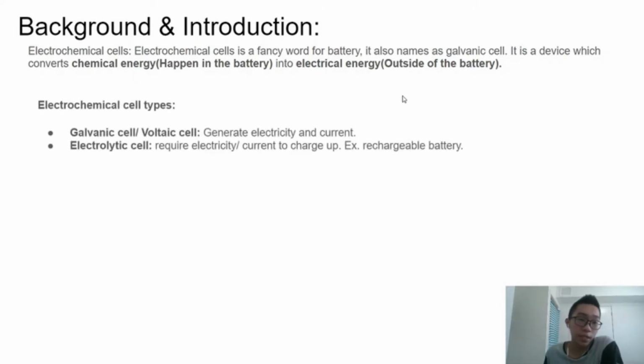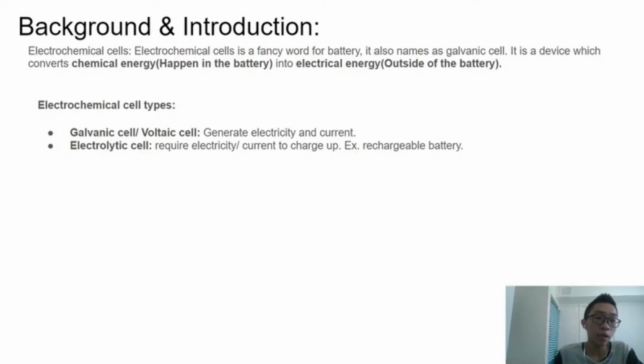Okay, electrochemical cells are of two types, as I mentioned. One is the galvanic cell, one is the voltaic cell, which are named after two scientists. One is called Galvani, and the other I forgot his name, sorry for that. These two types of cells actually generate electricity and current. So when the electrons pass from the anode to the cathode, this creates a circuit, and electricity is generated for us to use.